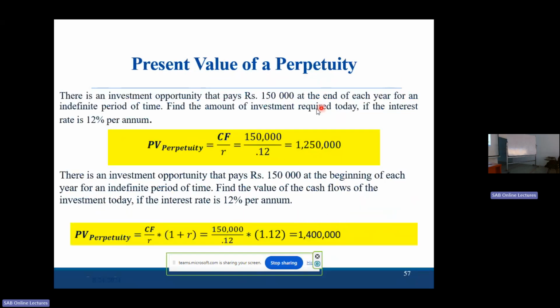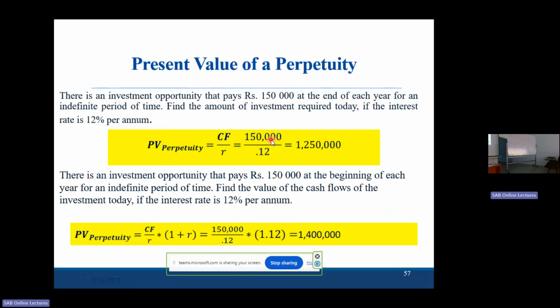This applies if the cash flow occurs at the end of the period. Now look at these two examples. There is an investment opportunity that pays 150,000 rupees at the end of each year for an indefinite period. So this is an annuity perpetuity. It goes for an indefinite period. So suppose your required rate of return is 12% per annum. What is the present value of this investment?